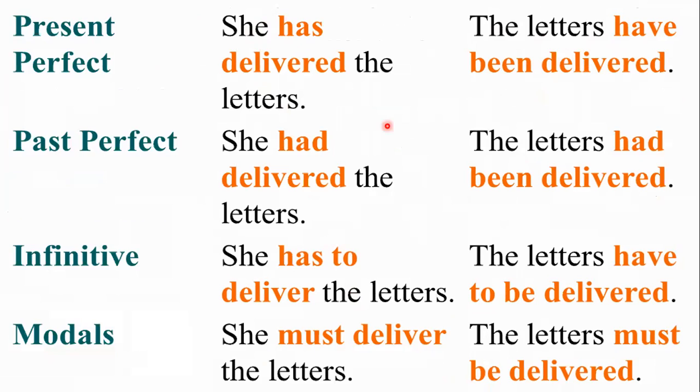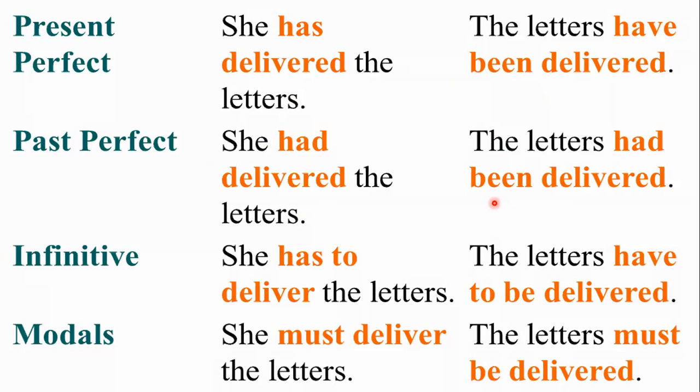Okay, and if it was only a letter, that means she has delivered the letter. Then it's going to be the letter has been, okay? Because if it's a singular here, then we put a has. But now it's letters, so we are going to put have, okay? She had delivered the letters, that is the past perfect tense. The letters had been delivered by her.